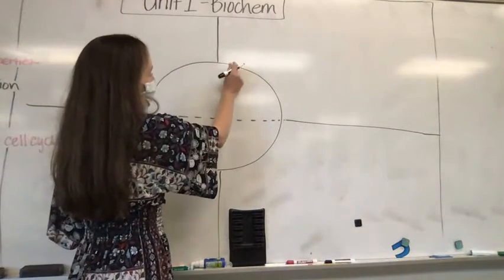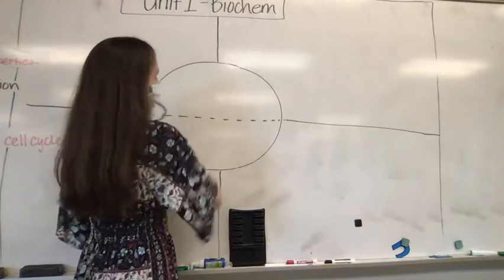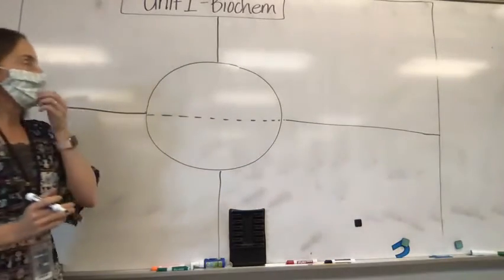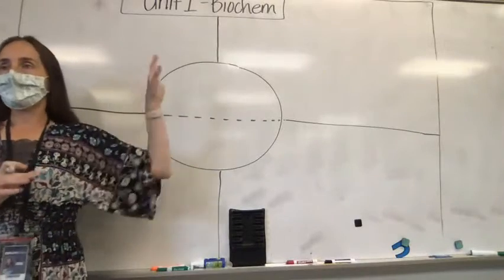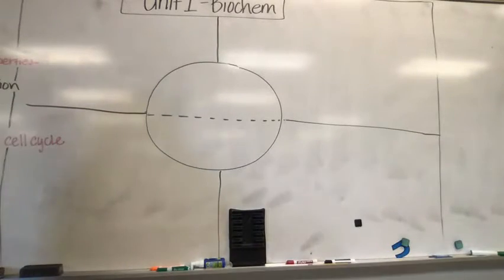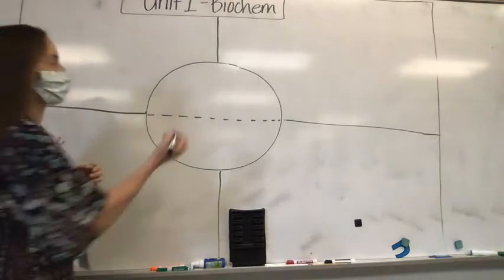I have this little circle in the center. So each of the macromolecules is going to have their own little quadrant here. But I have this little circle in the center because there are 2 things that affect all of them, that span the whole unit. So we're going to put them in the middle. And the first one is water.